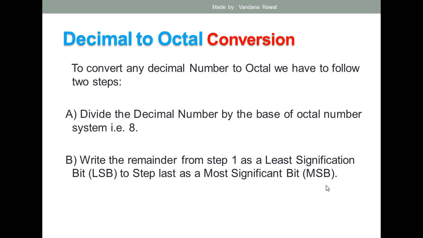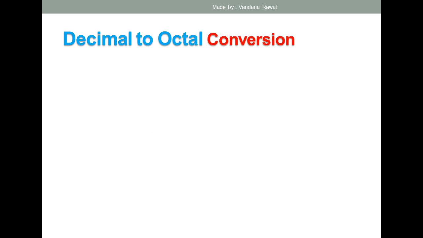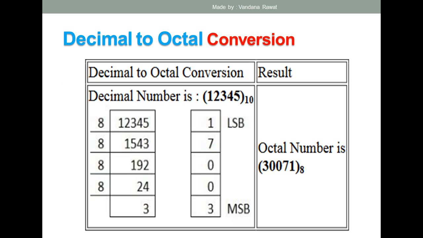The point to be noted is that whenever you write the resultant part, this MSB digit will come first. That means the remainder which you get at the last of the solution will be written first in the resultant part. Then one by one you will write all the remaining digits, and at last the LSB digit will come. Okay, this point should be noted. Now the examples of how to convert any decimal number into octal number system.